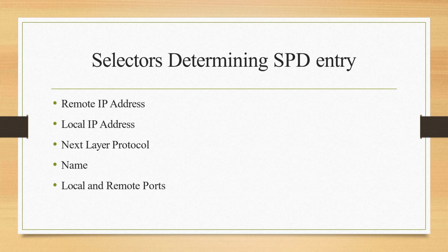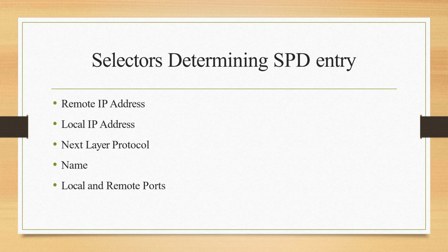The selectors determine an SPD entry. One is called the remote IP address. This is a single IP address, an enumerated list or range of addresses, or wildcard addresses. Local IP address. This may be a single IP address, an enumerated list or range of addresses, or wildcard addresses. Next layer protocol. The IP protocol header, IP version 4, IP version 6, or IP version 6 extension, includes a field that designates the protocol operating over Internet Protocol.